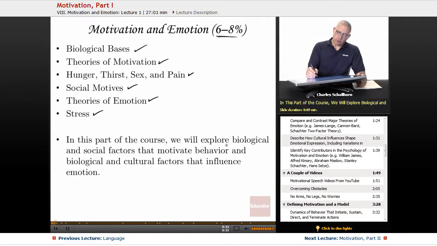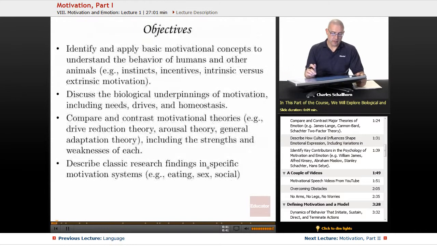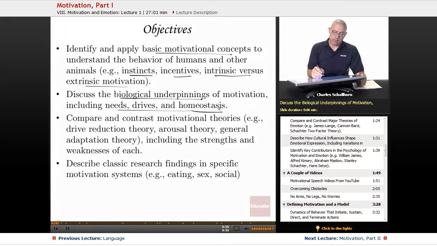So in this part of the course, we will explore biological and social factors that motivate behavior and biological and cultural factors that influence emotion. Some more of the objectives, looking at basic motivational concepts, including instincts, incentives, intrinsic versus extrinsic motivation. Looking at the biological underpinnings of motivation, needs, drives, and homeostasis.